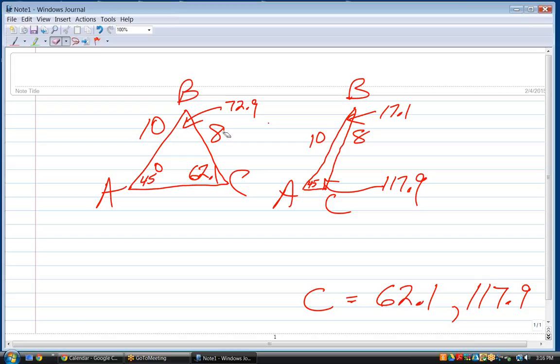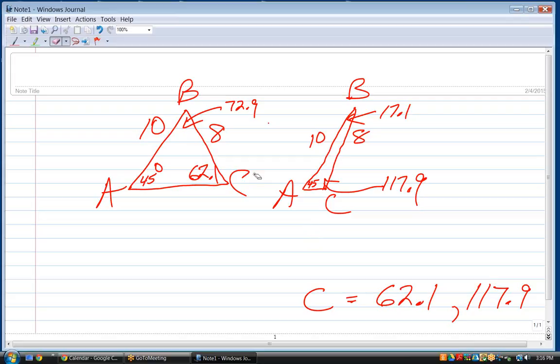Okay? And you can see that these two triangles both work. And notice that the sine of 62.1 degrees is exactly the same as the sine of its supplemental angle, 117.9. Same number, same plus or minus sign. So these two triangles don't violate the law of sines. Every law of sines applies here.